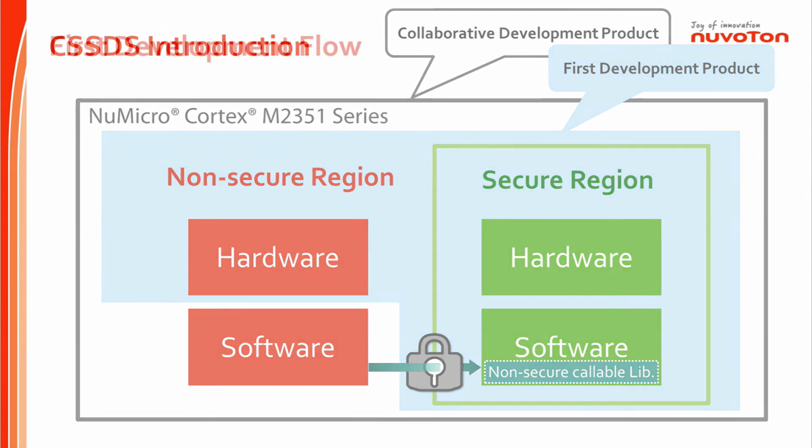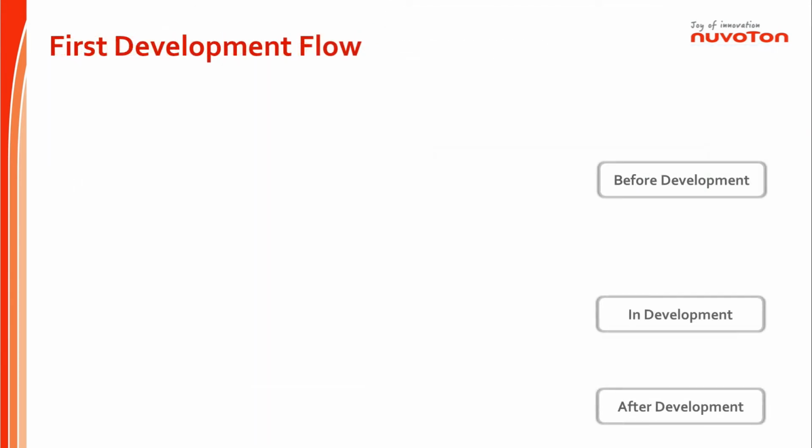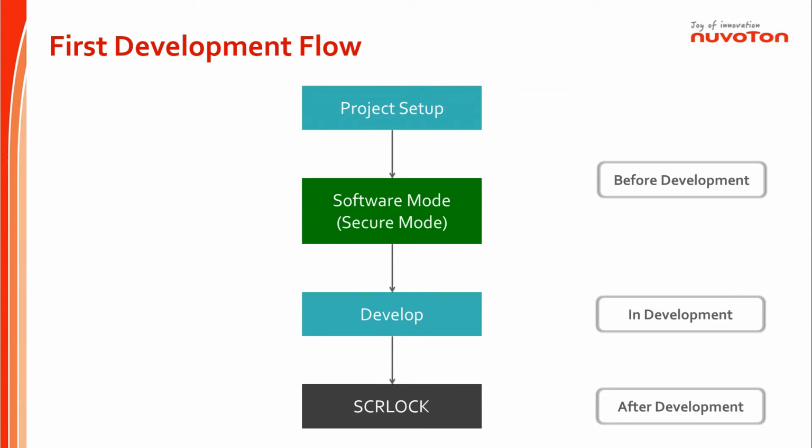The first developer's development flow is mainly divided into 3 stages, including before, in, and after development. Before development, the first developers must set up a project and check if the software model is in secure mode, and then they can develop the project program. After development, the first developer must open SCRLOCK to protect secure code. The following will have a detailed description of each development stage. Firstly, before development.